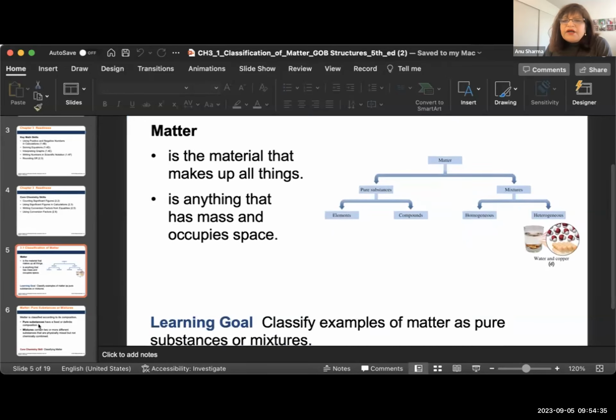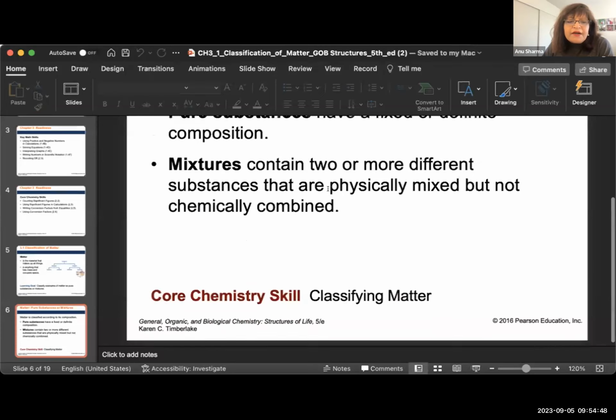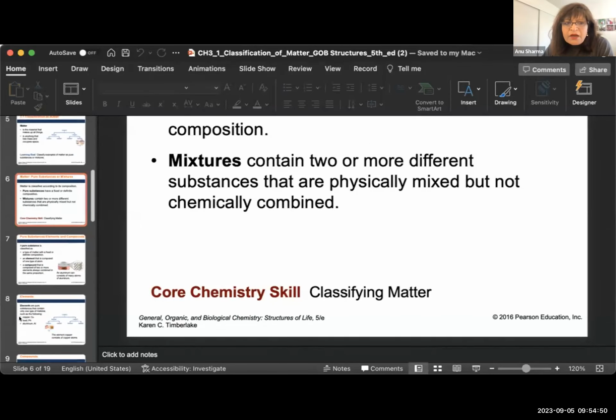Okay. Now, here's the thing, the pure substances. Pure substances have a very fixed composition. In other words, pure substances are made up of only one type of particle. Mixtures are made up of two or more different types of particles. Okay. Now, let's look at more.